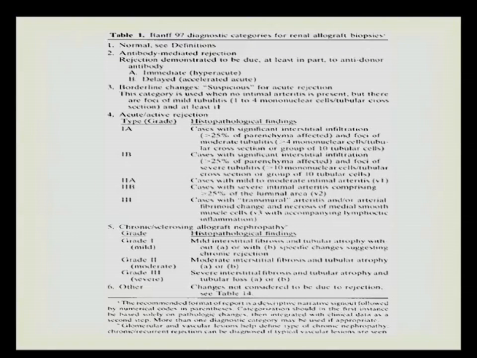And in its initial form, it was called chronic sclerosing allograft nephropathy. And when you look at the definition, it was described as being interstitial fibrosis and tubular atrophy without or with specific changes suggesting chronic rejection. And it was graded on a mild, moderate to severe scale. And I think this is partly where some of the trouble came in that Flavio was mentioning.